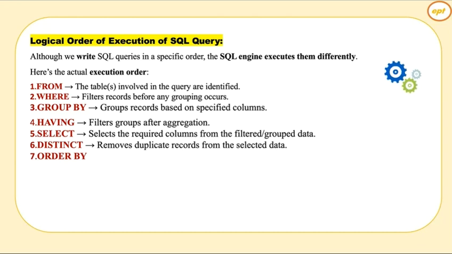What is the next clause? Very simple, right? Order by. What it does is sort the data in a particular order. It may be ascending order, or it may be descending order. Based on the column that you are using, it will sort the data. You understood, right?